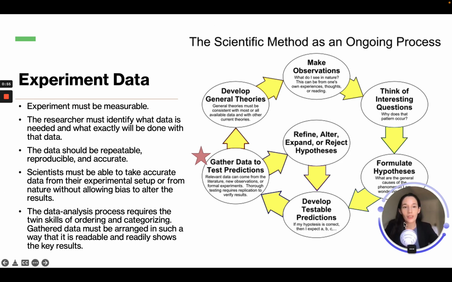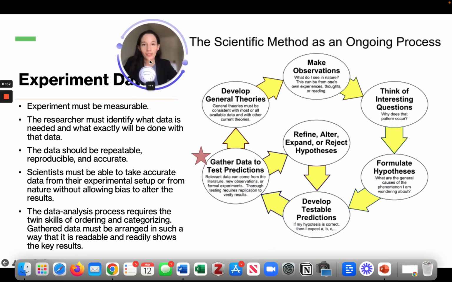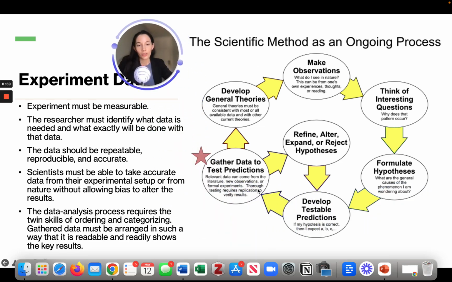So this is the scientific method process. So we gather data to test predictions. We develop general theories, make observations, think of interesting questions, formulate hypotheses, and develop testable predictions. So this is the scientific method as an ongoing process. And as you can see, these are all related, and there really is no start point.